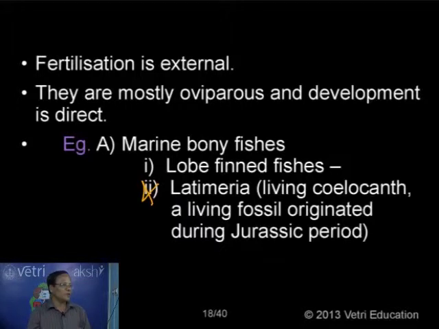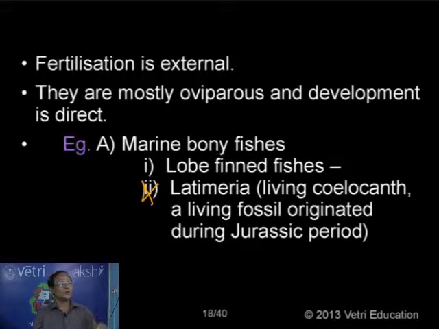Now, what is the meaning of a living fossil? The animal which remained unchanged over millions of years. You see that one, it formed nearly 200 or 300 million years back, and till today it is living, having the same structure it had when it originated, without any change. Such a condition is called a living fossil.